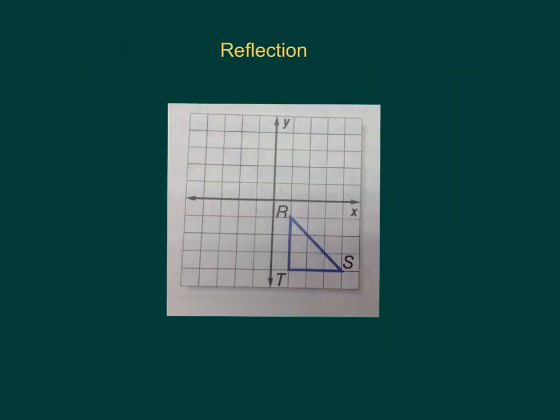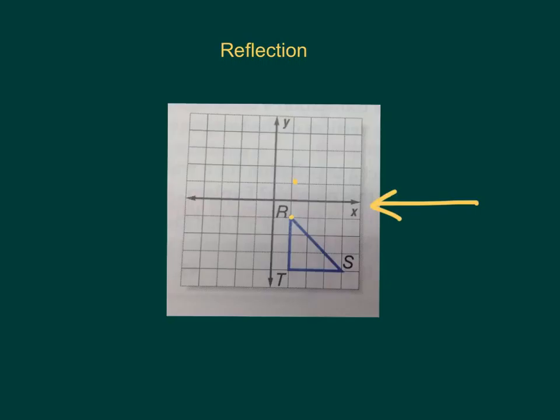We're going to use this image as an example of reflection, and we are going to reflect this image across the x-axis. If you're reflecting across the x-axis, all of your points are going to be the same distance from the axis, just on the other side. So if R is here, then R is going to be one spot away from x and y. So it would be about right there.